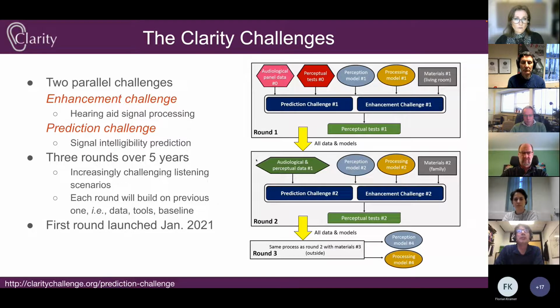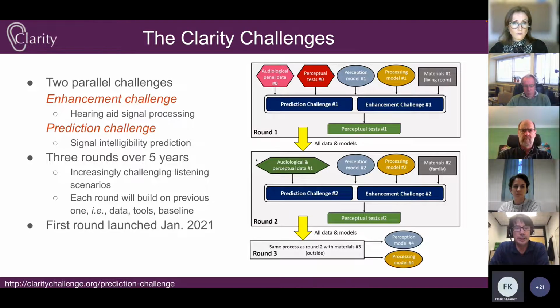So at the same time as the enhancement challenges, we designed to organize prediction challenges. And the idea is that these two sets of challenges feed into each other. The prediction challenges will produce prediction models that people can use during the enhancement challenges to evaluate and optimize their systems. The enhancement challenges will lead to listening experiments run by panels of hearing impaired listeners that we'll provide, which then provide data, which feeds into the next round of prediction challenges.